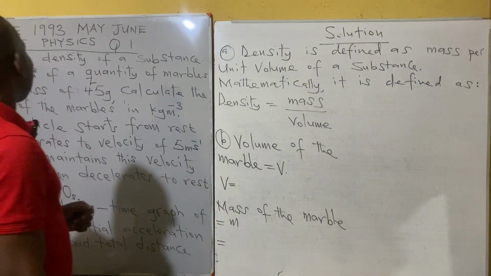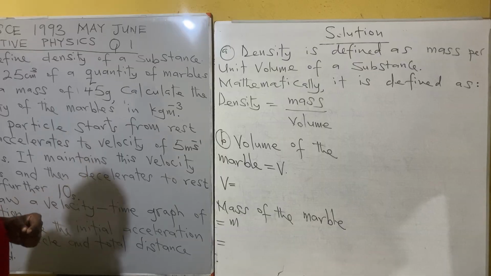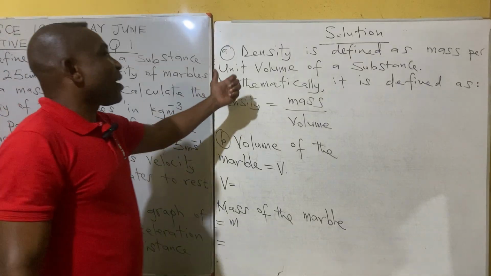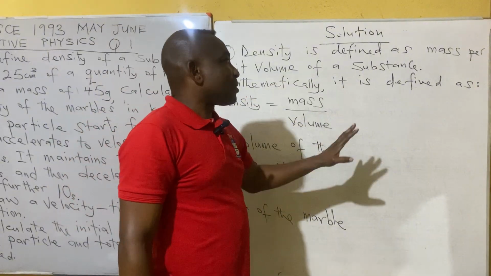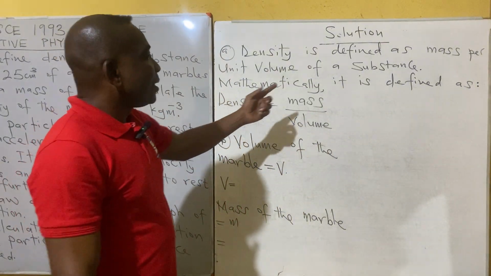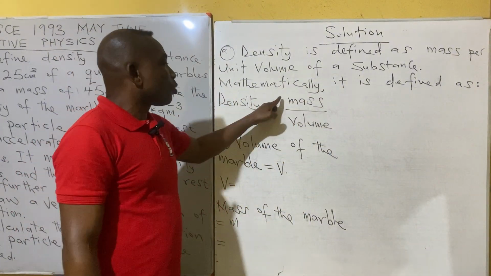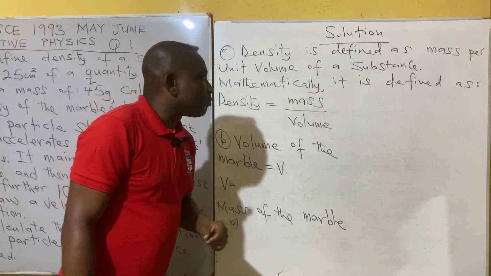Solution. The first part of the question A says we should define density. So density is defined as mass per unit volume of a substance. Mathematically, density is equal to mass over volume.